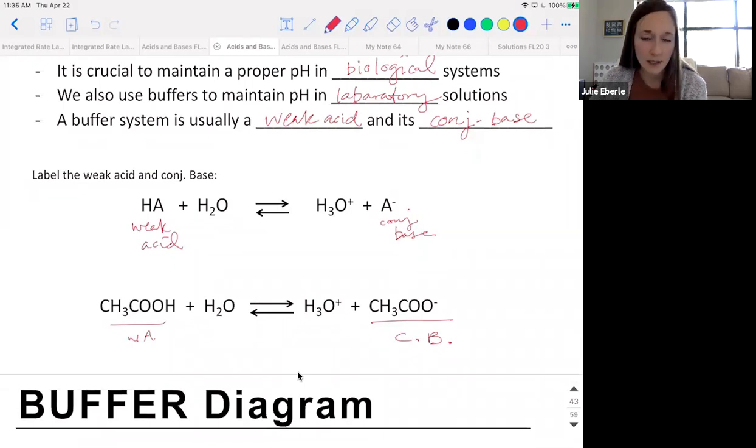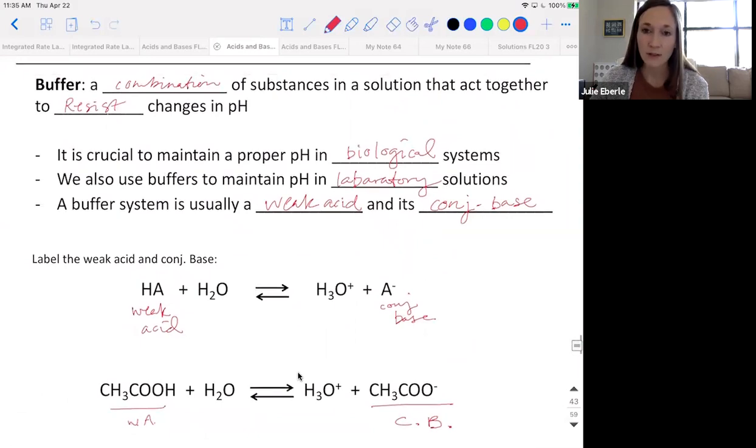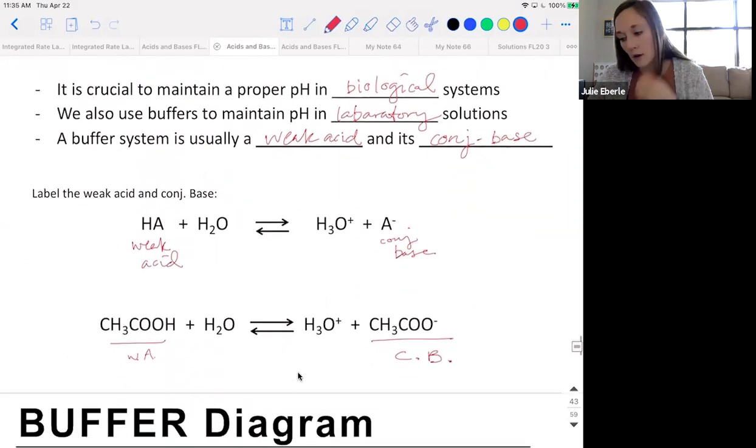So let's consider acetic acid for a minute. This is a buffer. We're going to draw a diagram for how buffers work. So this is what buffers are and what they do. They resist, they want to maintain pH. So how do they work?